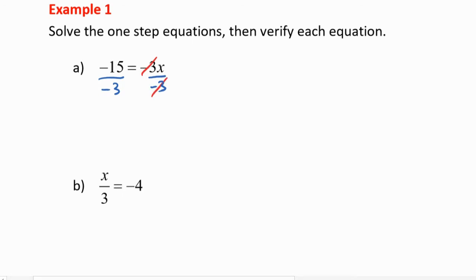This will cancel each other. It becomes x. X is isolated on one side. -15 divided by -3: negative divided by negative becomes positive. Remember this. 15 divided by 3 is 5. So the answer is positive 5. So x equals 5.